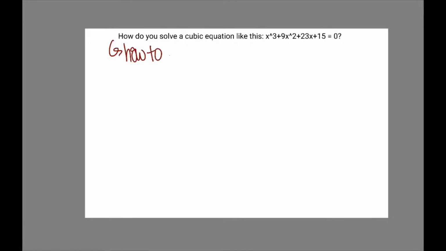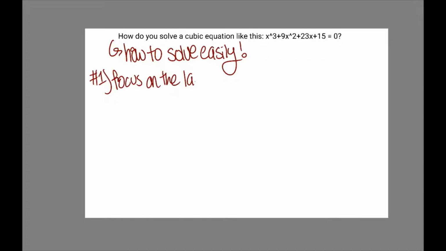Hey guys, so a classmate asked, how do you solve a cubic equation like this? x cubed plus 9x squared plus 23x plus 15 equals 0. So in today's video, we're going to see how to answer cubic equations like this easily.